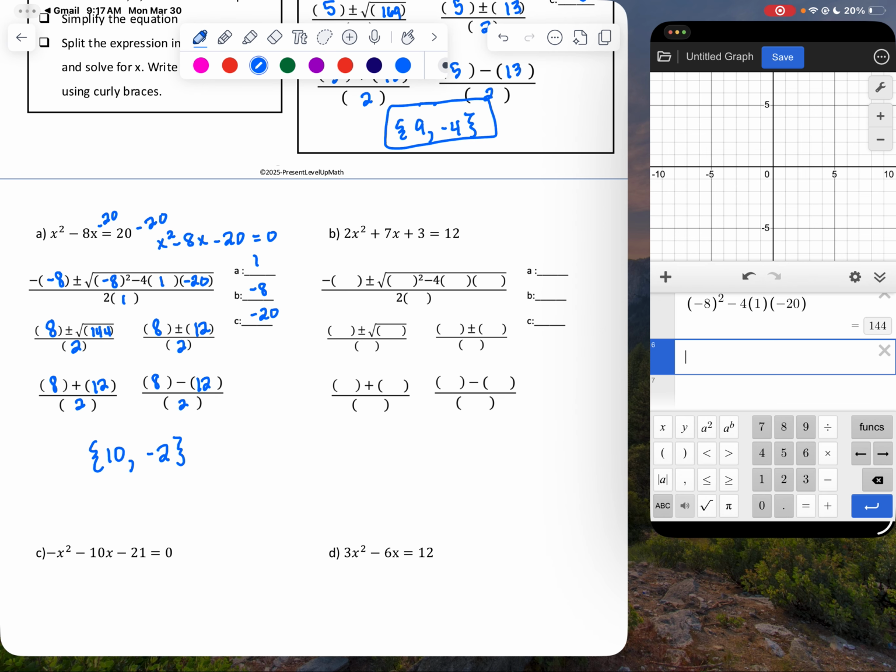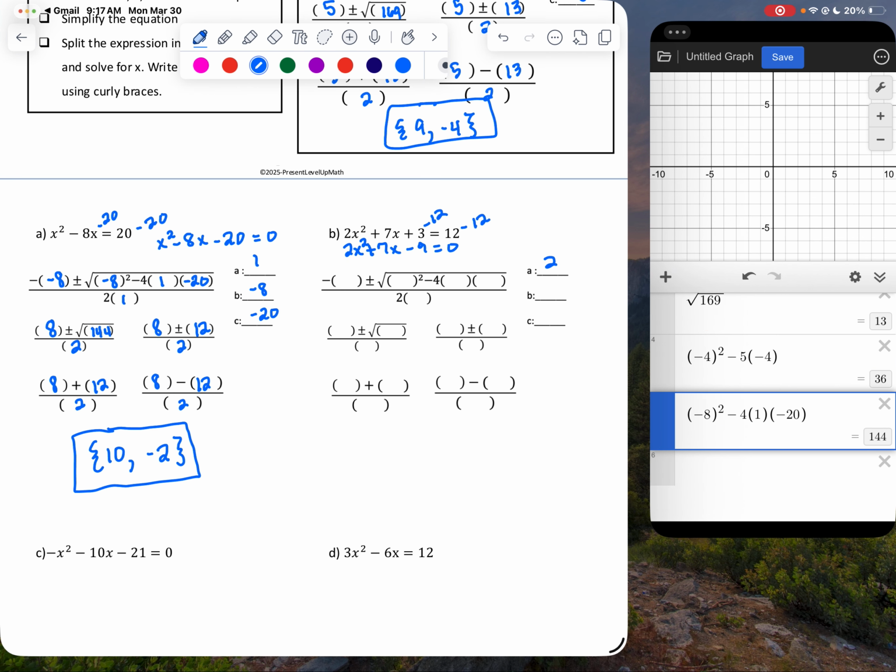Now, you should always check your answers. For the sake of this video not becoming too long, I'm not going to show the check step, but I would definitely check all your answers because it's very easy to make sign mistakes on these types of problems. All right, problem B. We have 2x squared plus 7x plus 3 is equal to 12. I want to start off by making the right side equal to 0. So that would give me 2x squared plus 7x, and 3 minus 12 would be minus 9. So our a value in this problem is 2, b value is 7, c value is negative 9.